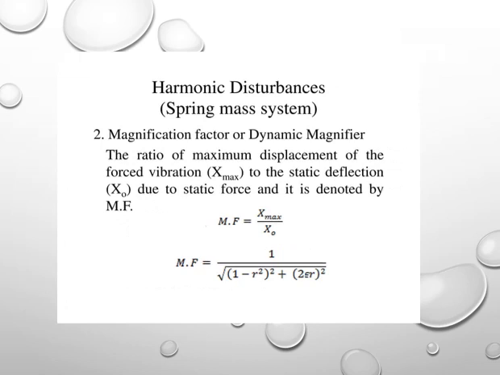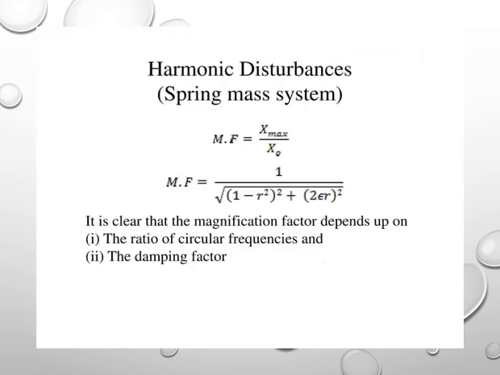The displacement takes place after the force vector by some angle phi, which is known as phase lag. The magnification factor is the ratio of maximum displacement of forced vibration to the static deflection x0 due to the static force. The MF equal to x max by x0 equal to 1 by the root of (1 minus r square) the whole square plus (2 epsilon r) the whole square.